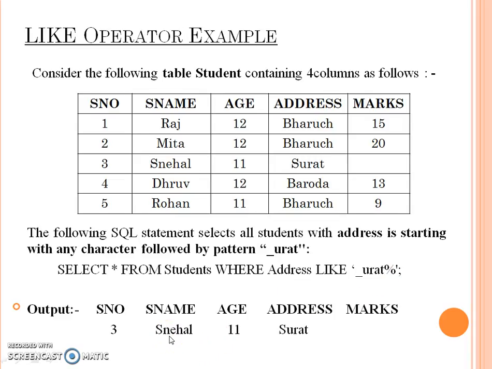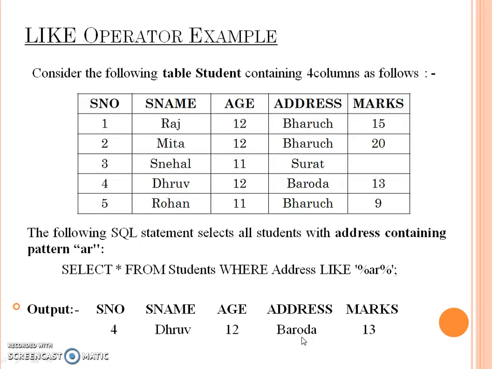Sorry. Okay, now if I have to consider the address of those students who have a particular address, Surat, my pattern to be checked is underscore followed by the pattern UR. So a single letter I am least concerned with, but the string should have UR as in the address. So the address I am going to list out here is Surat, right?